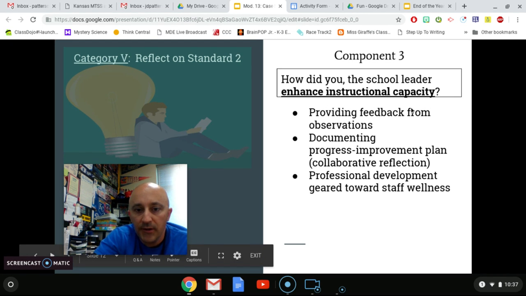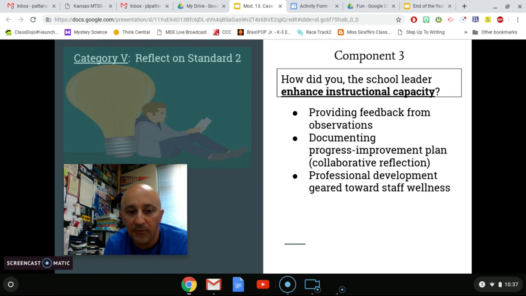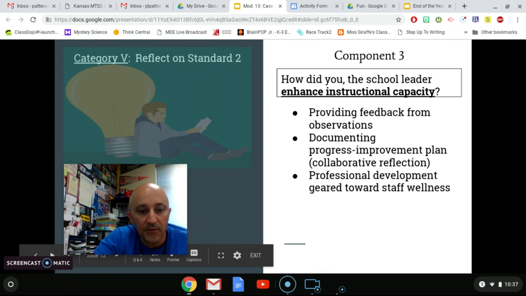So how did you, the school leader, enhance instructional capacity? Provided feedback from the observations, from walkthroughs. We've documented progress on the improvement plan, and then we've collaborated together to reflect on those, whether it's me and Ms. Horton or myself and the grade level. Collaboration is going on so we can try to enhance our instructional capacity there. Professional development would be geared towards staff wellness, taking care of ourselves so that we can take care of others next.